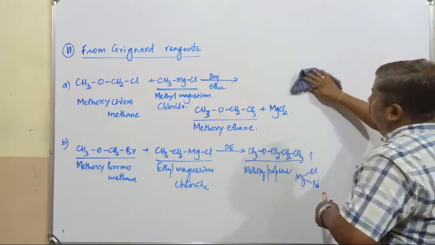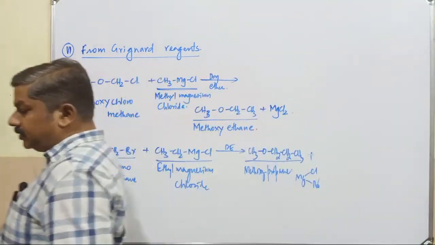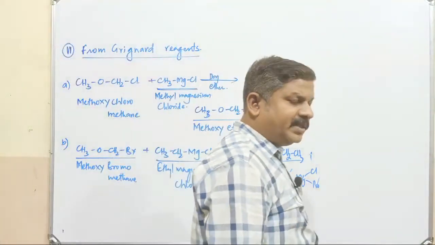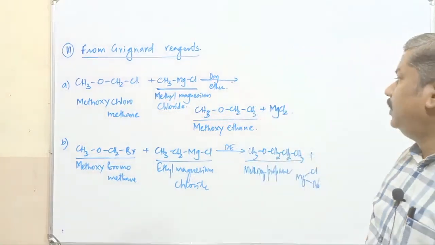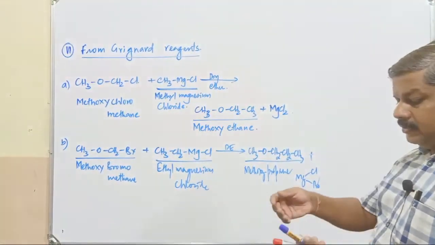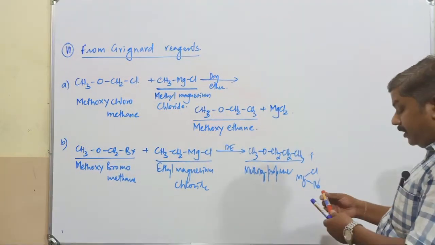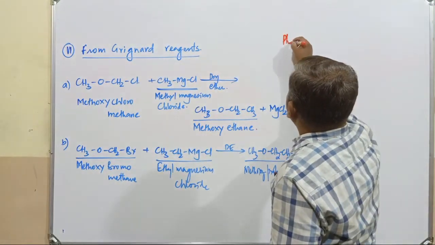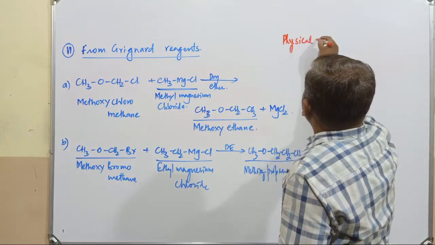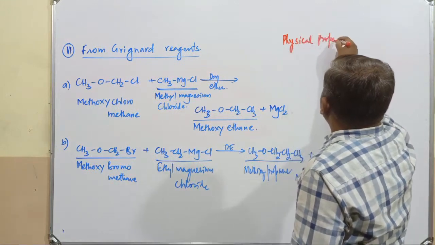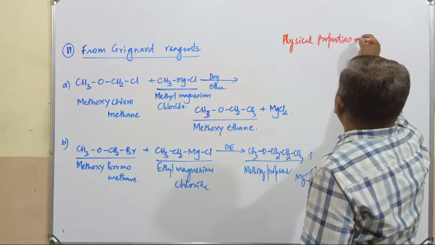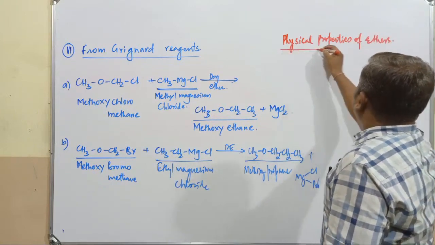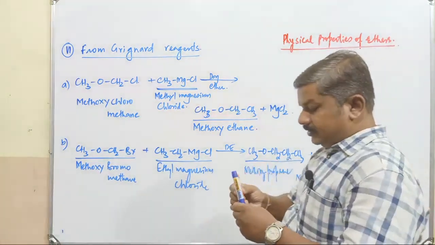Totally 6 methods of preparation of ether we have discussed. The first and second methods are very important: Williamson's ether synthesis and dehydration of alcohols. Those methods are very important related to the preparation of ethers. Next, physical properties of ethers. Very simple one.